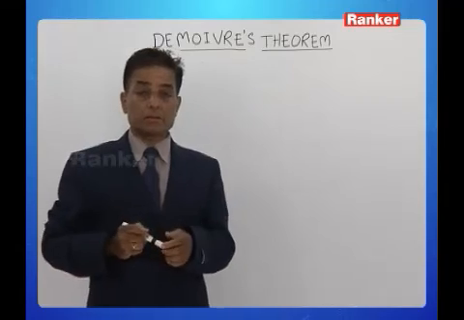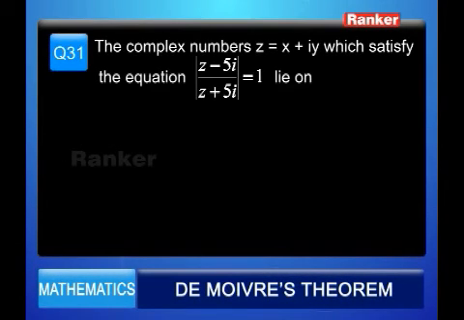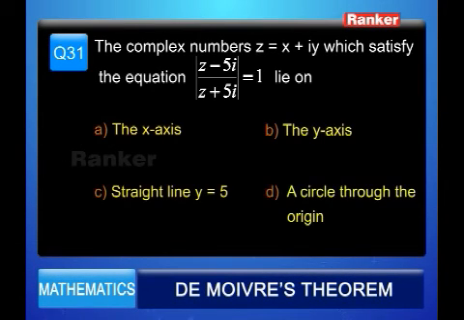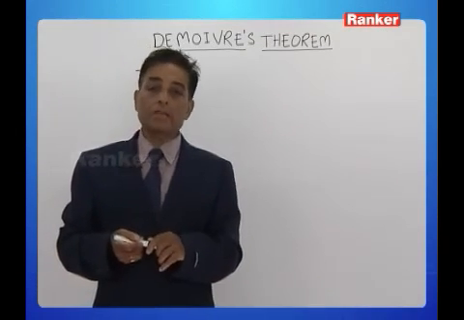Question number 31. The complex number z is equal to x plus iy which satisfies modulus of z minus 5y by z plus 5y is equal to 1. Then its locus lies on what? The first option is x axis, the second is y axis, the third is the straight line y is equal to 5, a horizontal line, and finally a circle passing through the origin. Let us find the locus of x comma y.